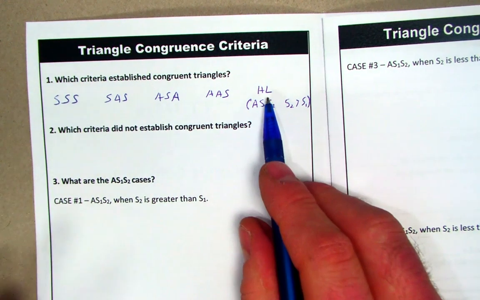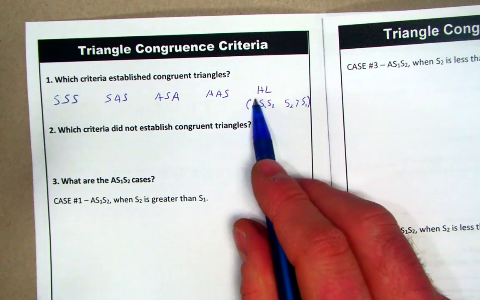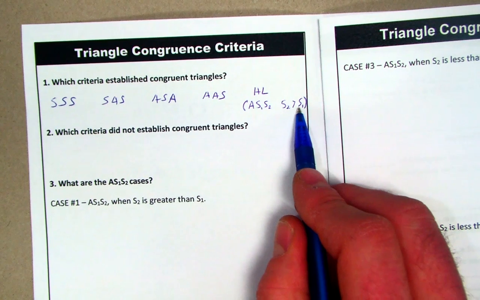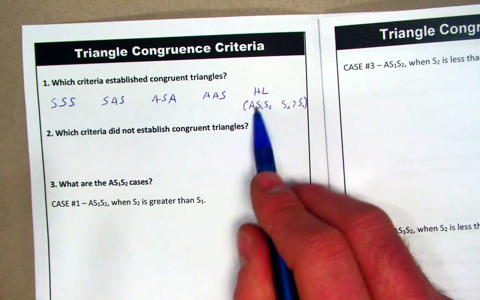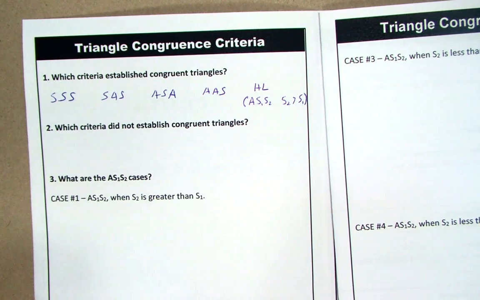Or those are two cases. You can use angle side side if side 2 is greater than side 1, or if we're dealing with a right triangle. We'll show that here below.